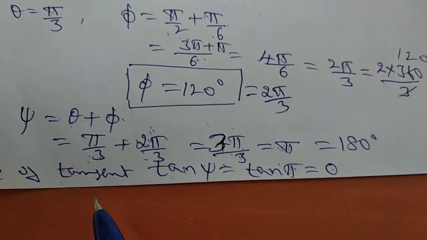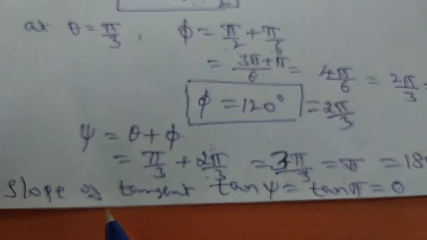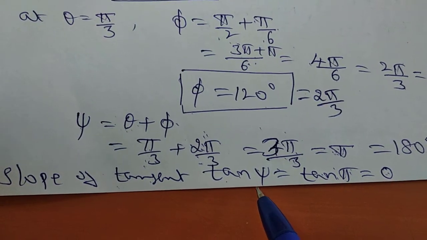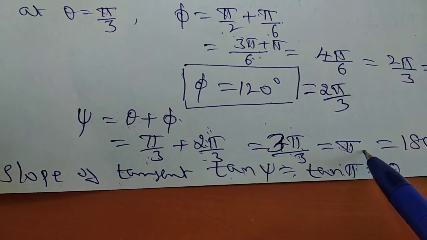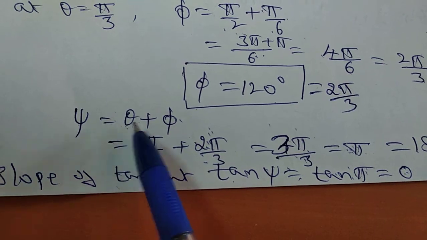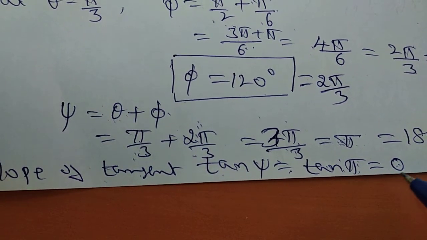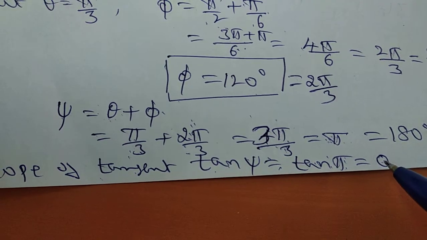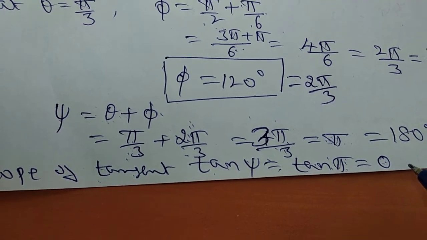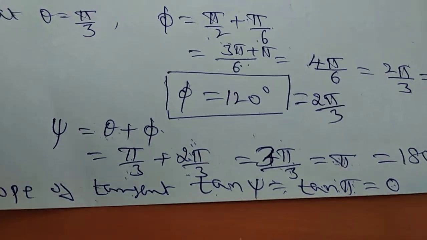We already know the formula: the slope of the tangent is given by tan psi. So what is psi? Psi is equal to theta plus phi, so that is pi. So tan psi, or tan pi, is equal to 0. So the slope of the tangent is equal to 0. This is the answer for this problem.